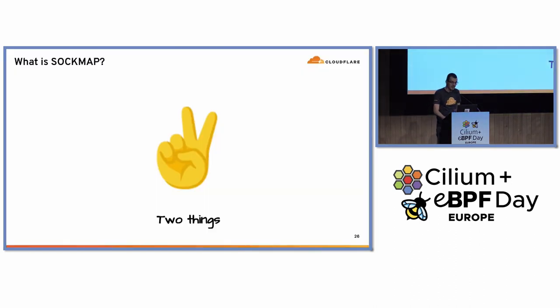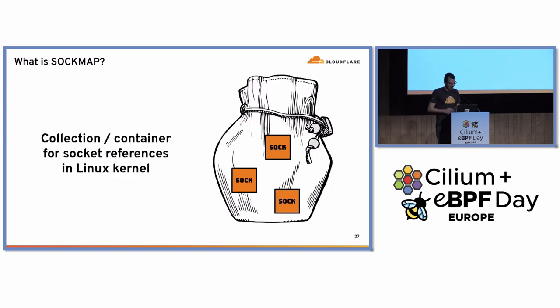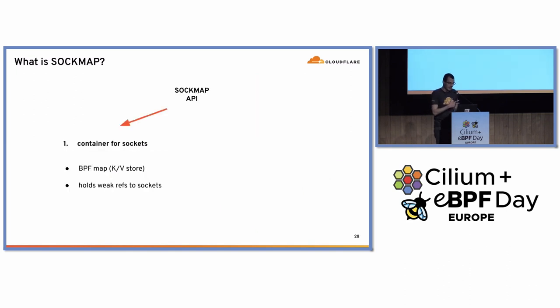Now that you know what Sockmap can do, let's talk about what Sockmap actually is. What do we mean by that? So when we say Sockmap, we actually mean two things. First of all, it's a collection data type that is implemented inside the Linux kernel for holding references to socket objects. That data type is exposed to user space as a BPF map, which is, like we know, a key value store that user space programs and BPF programs can use to exchange data. And as I mentioned, it holds references to sockets, but these are weak references, so that means that Sockmap doesn't keep the socket objects alive.